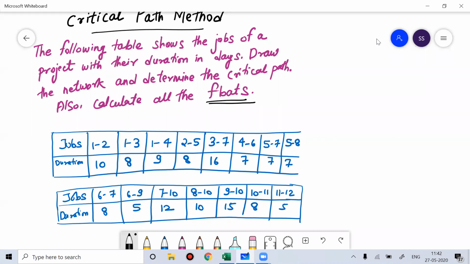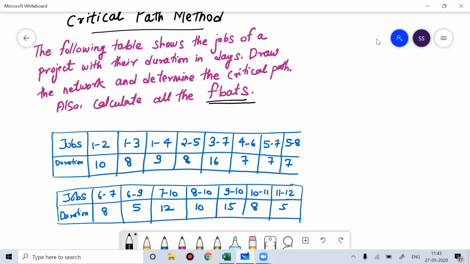And once we discuss them, we work on our forward pass calculation. Once we are done with the forward pass calculation, then we'll do the backward pass calculation. Once we are done with both, then we'll determine our floats. Those floats can be total float, free float, or independent float.